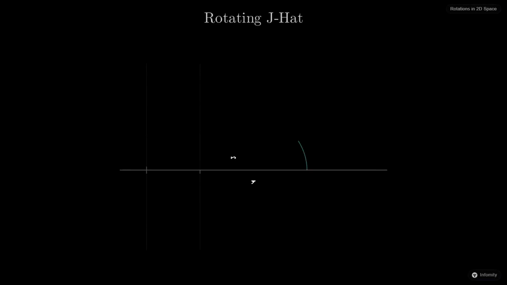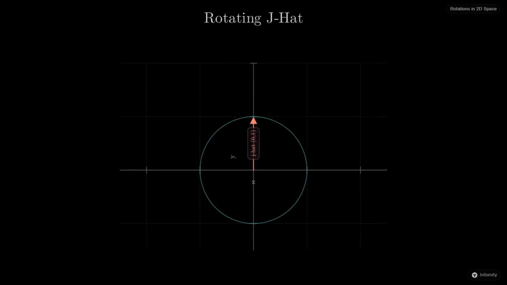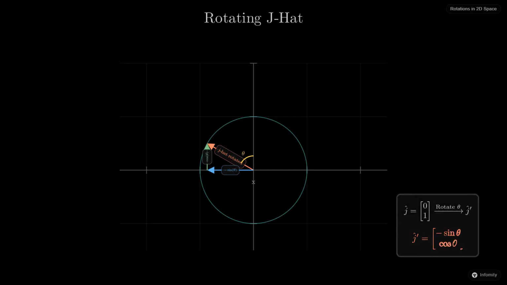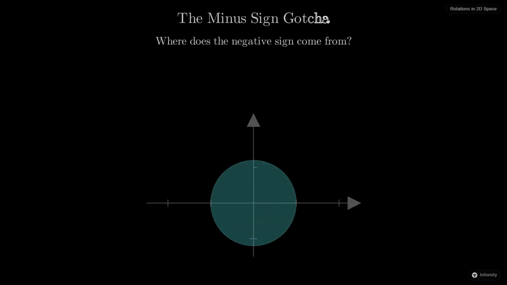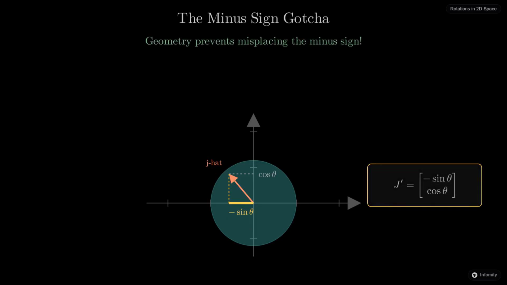Next, let us turn our attention to j hat, which started at (0, 1). As we rotate it by the exact same angle theta, it tilts into the second quadrant. Notice that its horizontal projection now points to the left, along the negative axis, while its vertical projection points upward. This is the ultimate rotation gotcha. Because j hat tilted left, its horizontal coordinate is negative sine theta, while its vertical coordinate remains positive cosine theta. Consequently, seeing this geometry prevents you from ever misplacing that minus sign again.